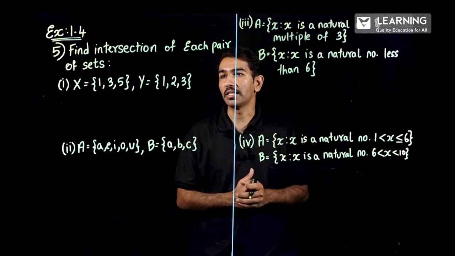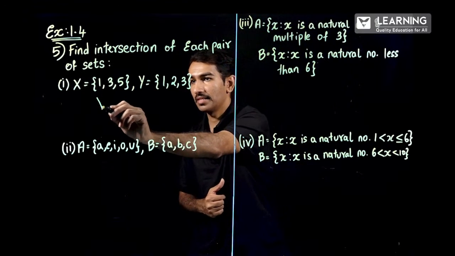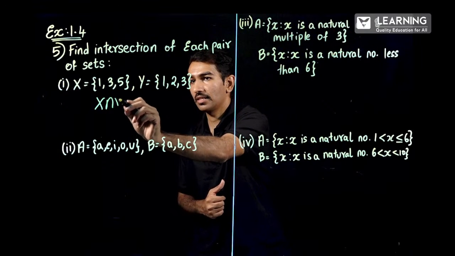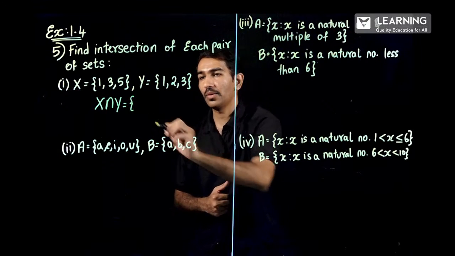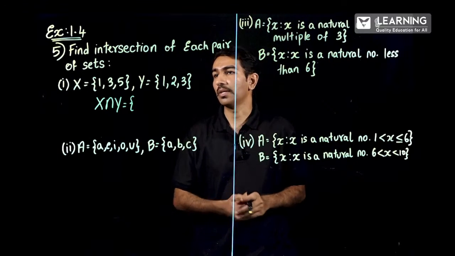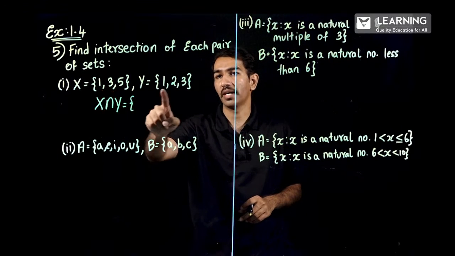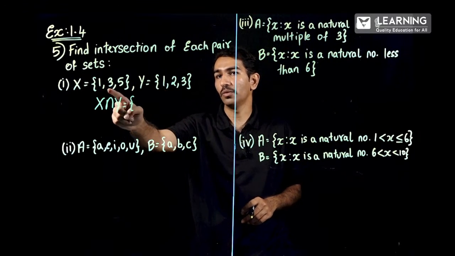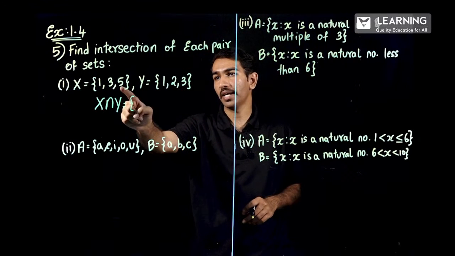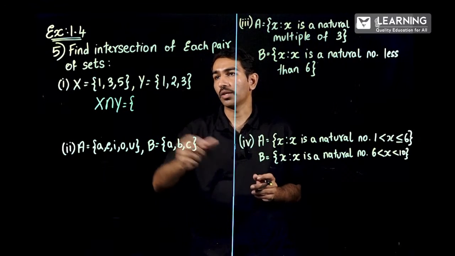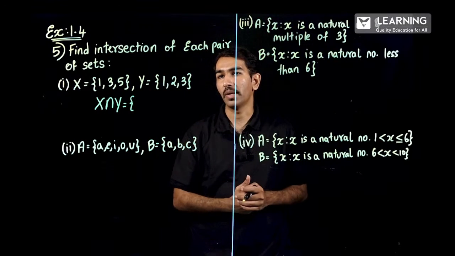So how do we write X intersection Y? It is written like this, X intersection Y. So what is X intersection Y, students? What are the repeating elements? 1 we have here, do we have 1? Yes. 3, do we have? Yes. Do we have 5? No. So what are the common elements of X and Y? 1 and 3.